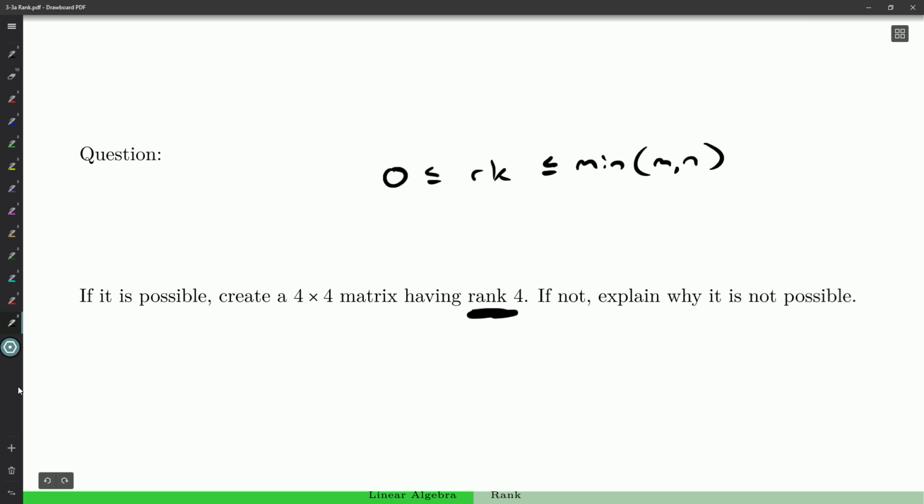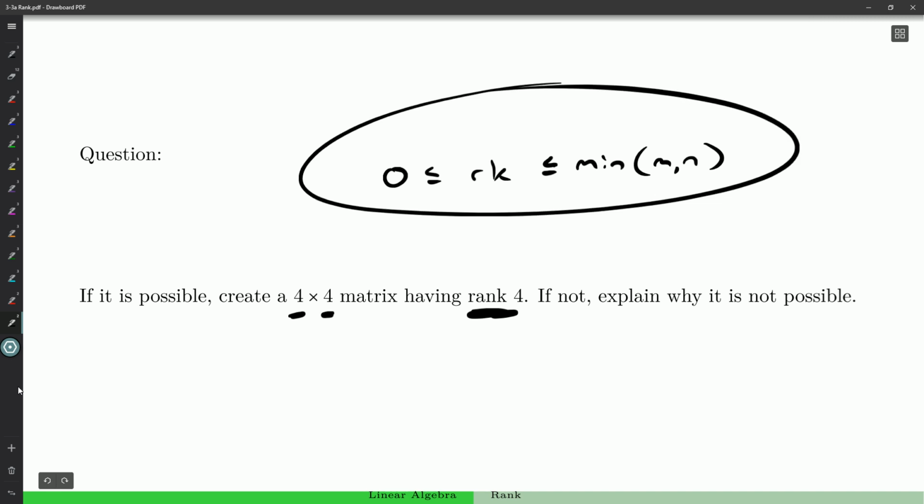rank is also limited by the number of rows, which of course limits the number of non-zero rows you can have in your row-reduced echelon form, and the number of columns, which limits the number of leading ones you can have. But as long as this result is true for the rank that you're proposing and the dimensions you're after, you can still create a matrix with that rank. So what have we got here?